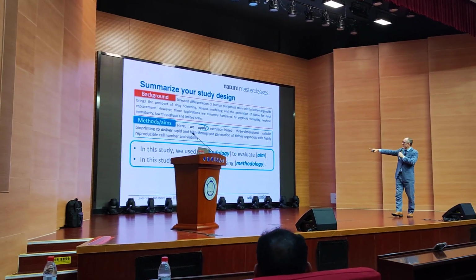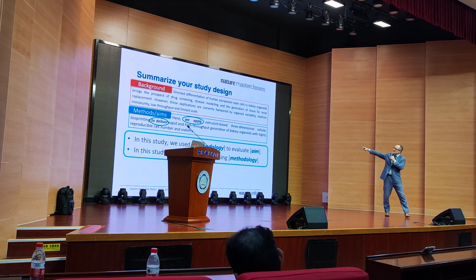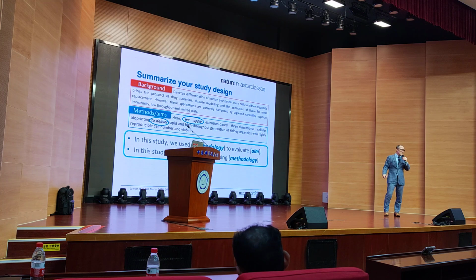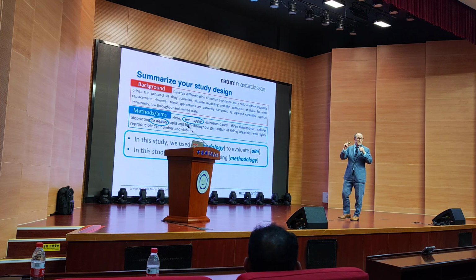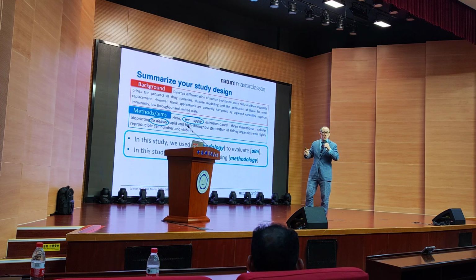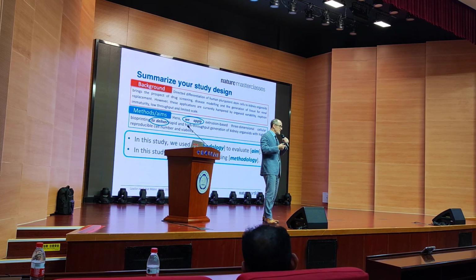So you can say, in this study, we use this methodology to evaluate this aim, which is the strategy these authors have used. Or you can say, in this study, we evaluated this aim using this methodology. Both are appropriate. But they allow you to communicate both the aims and methodology in a single sentence. And again, you don't need to give a lot of details, just a summary of the strategy that you used in your research.